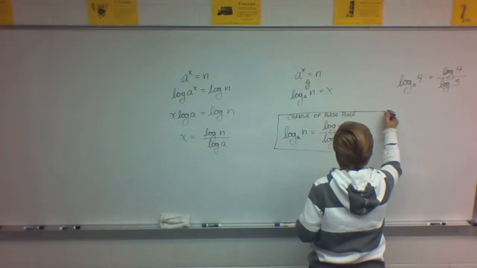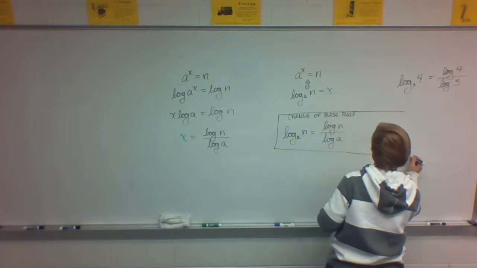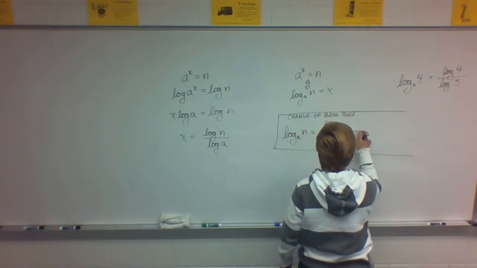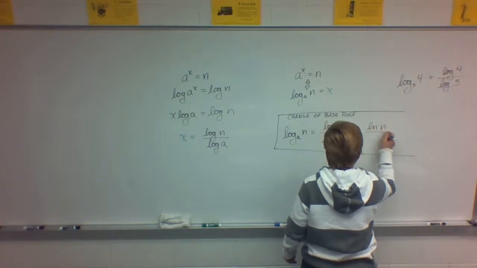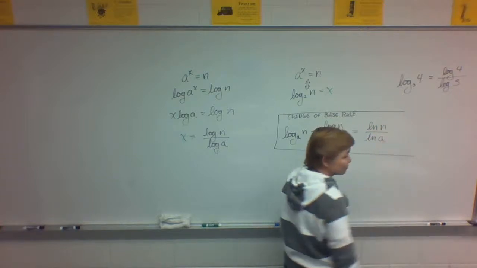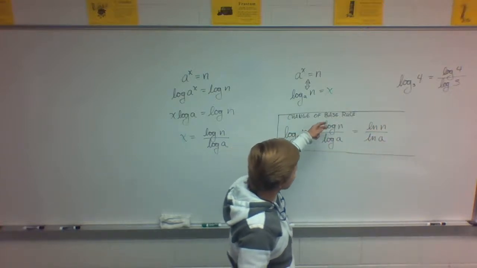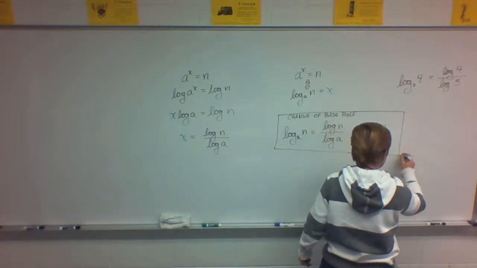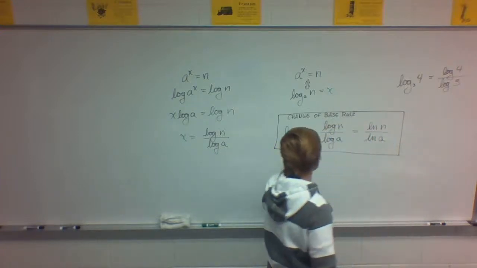It doesn't matter which of the keys you use. This right here is exactly this: log base a of n is also the natural log of n over the natural log of a. You check it out. It doesn't matter whether you use your common log key or your natural log key. You have them both. It doesn't matter which one you use. It will change it to the exact same.